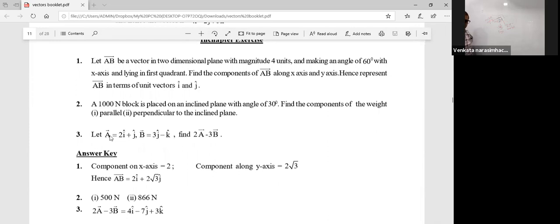Third question will not be difficult for you people. Am I right? Multiply the vector A with 2, multiply the vector B with 3, subtract them. In the second question, the second answer can be written as 500 root 3, right? Is it necessary to multiply root 3? Yeah, not an issue.